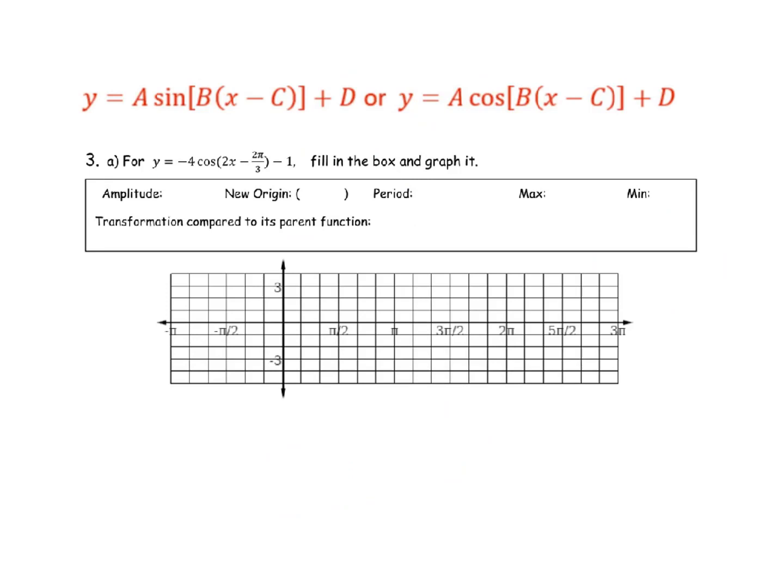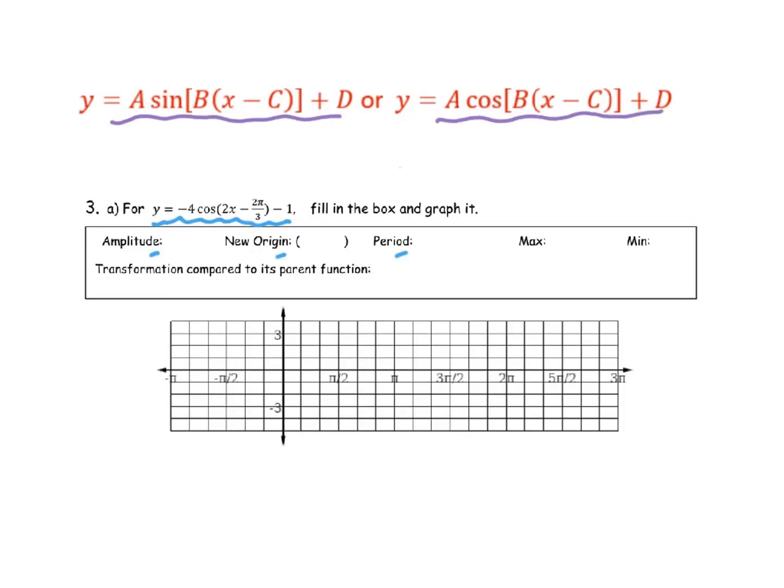For y equals this cosine function, fill in the box and graph it. We need amplitude, new origin, then period. Before you figure this out, you have to change your cosine function into transformed form, like this. You have to take these two outside so that you can change it into B parentheses x minus c format.